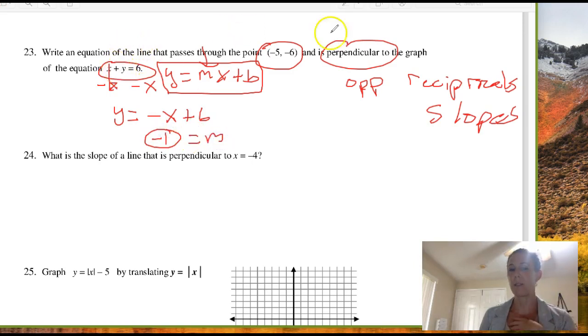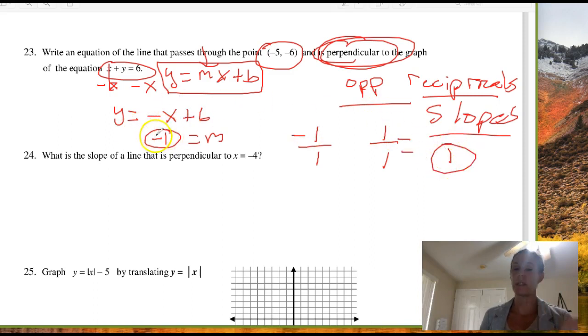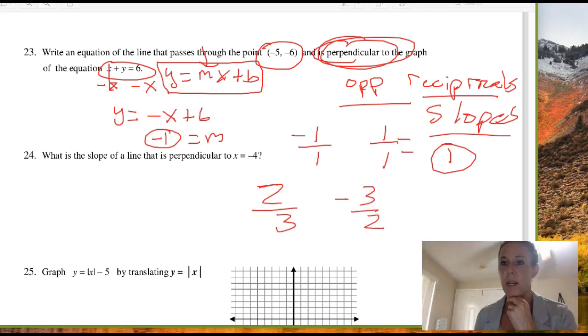That's the slope of this line, but I want the perpendicular. Perpendiculars are opposite reciprocal slopes. So what's the opposite reciprocal? Well, negative 1 is the same as negative 1 over 1. So if I took the reciprocal, it's just going to be 1 over 1, and then it's the opposite. So if this is negative, this will be positive. So positive 1, which is just 1. And normally, if it was a fraction, like 2/3, then it would be negative 3/2. You would flip the fraction. But here it's just 1. So you go from negative to positive.